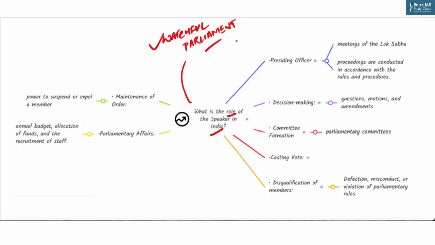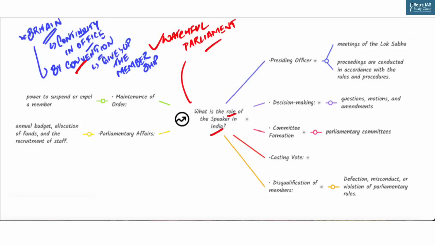Now, our next question is, what is the position of the Speaker in Britain? In Britain, the promise of continuity in office for many terms is used to ensure the Speaker's impartiality. So here, by convention, the Speaker also gives up the membership of his political party, which is not the case in India.